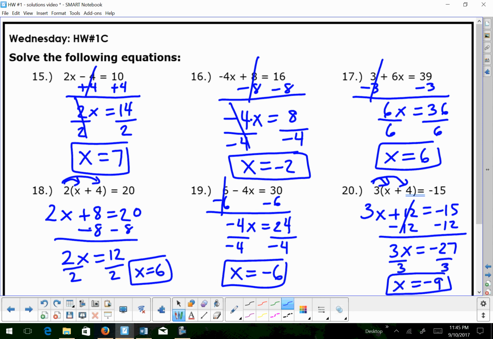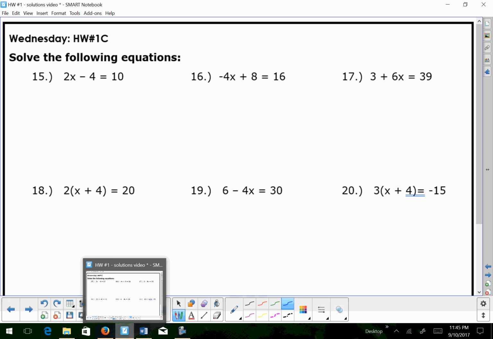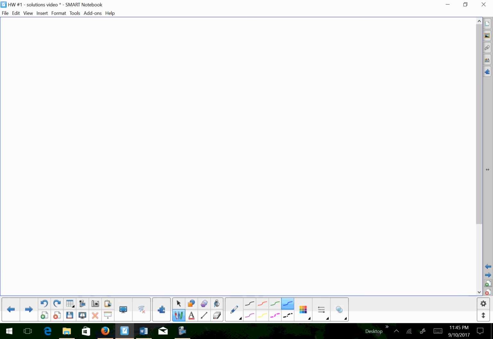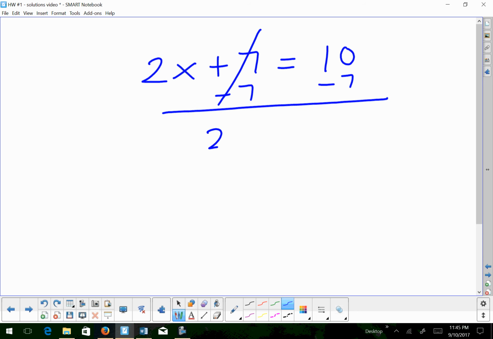Now I'm going to clear this screen, and I'm going to show you one more question that doesn't come out to be a perfect integer answer. So here's an example. 2x plus 7 equals 10. Clear your constant. Clear your coefficient.